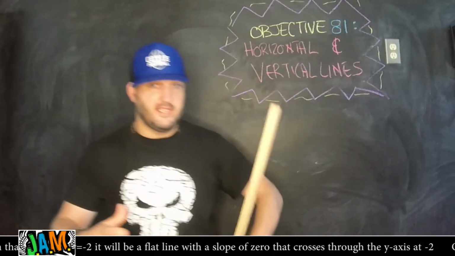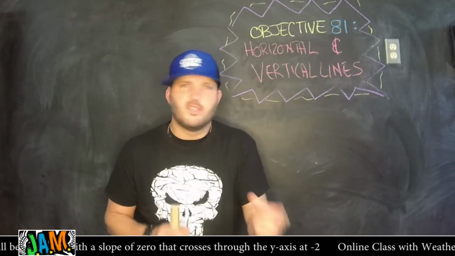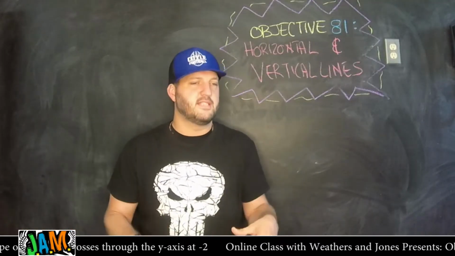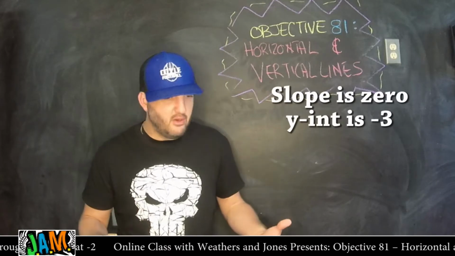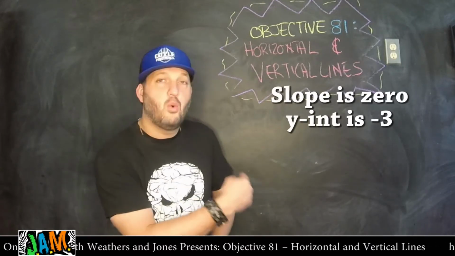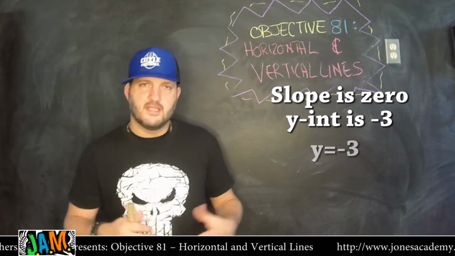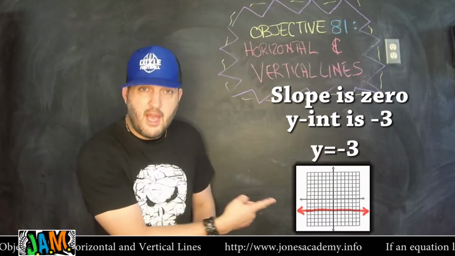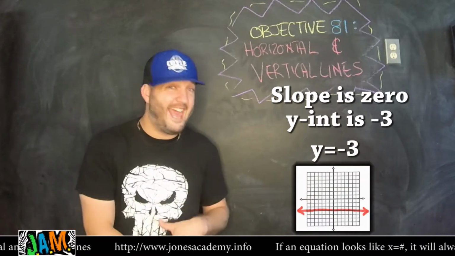So let's look at another example. What is the equation of a line where the slope is 0, but the y-intercept is -3? Every time you know the slope is 0, it's just going to be y equals -3. And what's the graph of that look like? Horizontal line that crosses through the y-axis at -3.